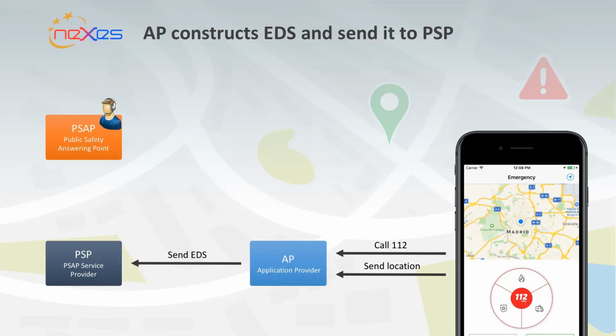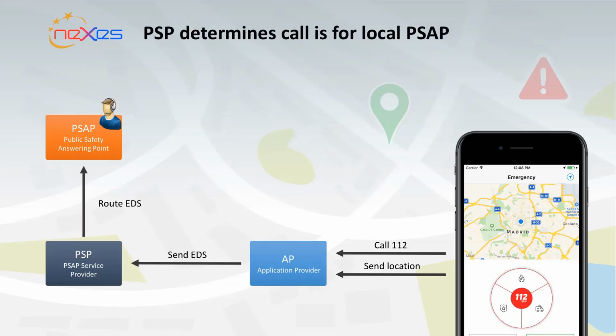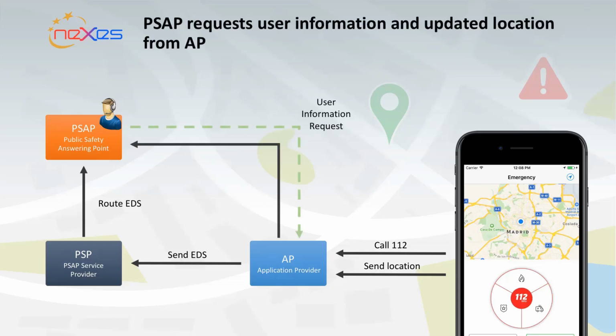The PSP uses the location information provided in EDS and determines that the information should go to the local PSAP. The PSAP uses the reference to the user data received in the EDS to request information about the caller from the AP. This allows the PSAP to know who they're talking to and other information about the caller, such as what languages they speak.